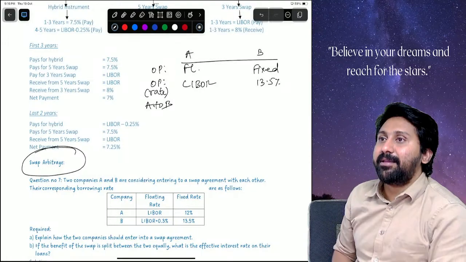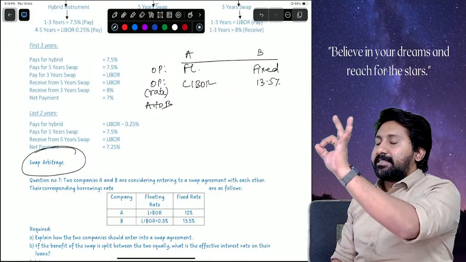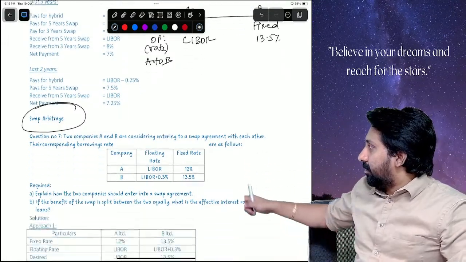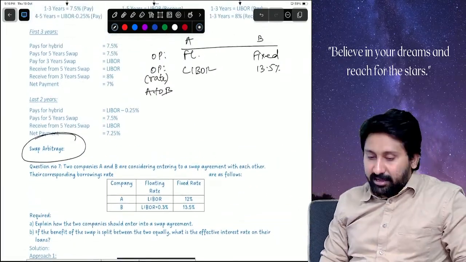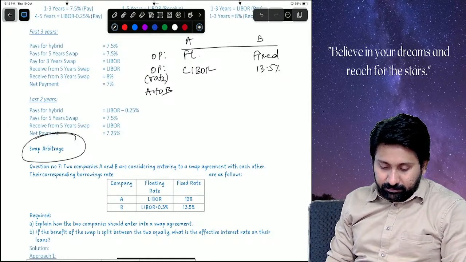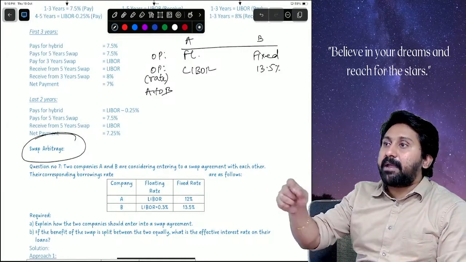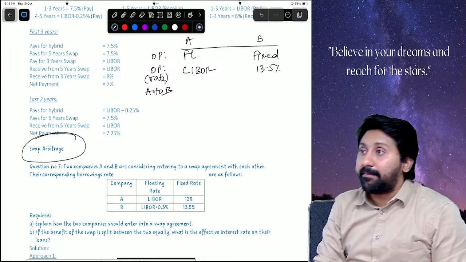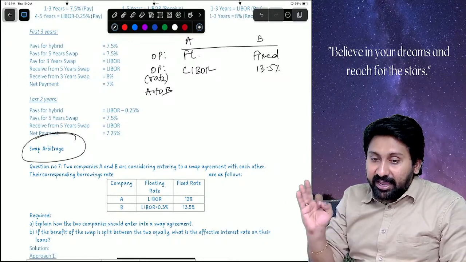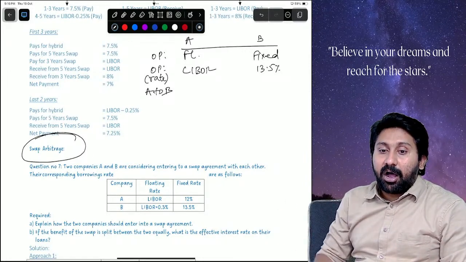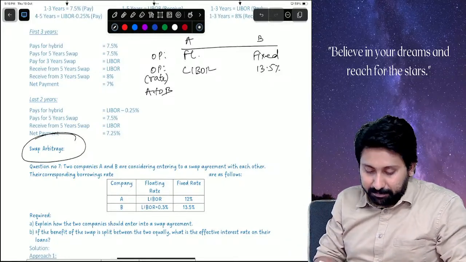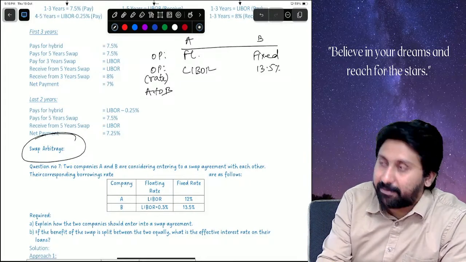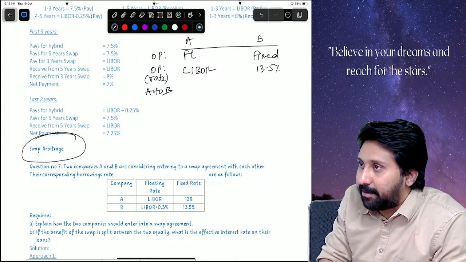A to B. See the question and tell me the answer. Here only a question is there. Below the question is there. See the question and answer. A's payment to B. Tell me, A is paying the obligation of whom? B. B's obligation will be made by A. A's obligation will be made by B.